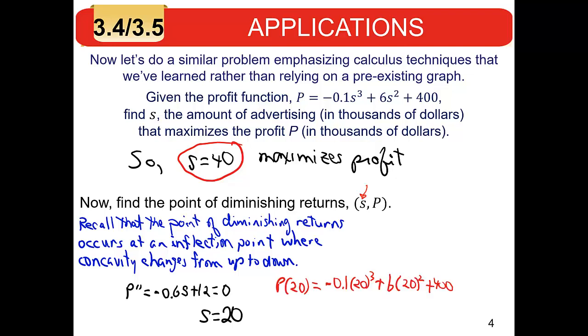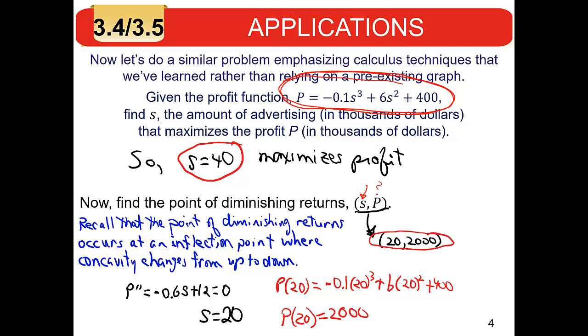That's this s value right here. But we also have to find p. What is p? Well, to find p, you have to go back to the original function. That's where p is. So I plug 20 into the original function. There's a little bit of calculation, but it's not difficult. You'll end up with 2,000. So the point of diminishing returns is the point (20, 2,000).